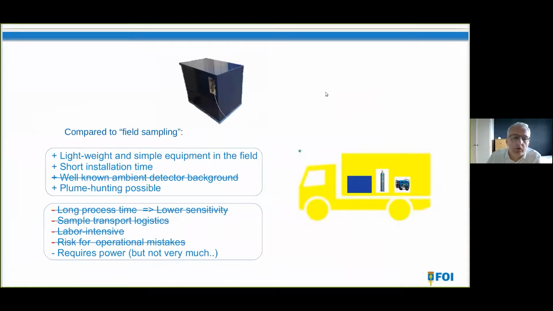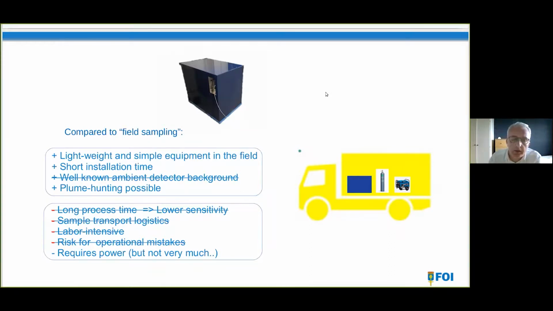So compared to the field sampling, most of the drawbacks you can strike out. The process time is shortened, no sample transport logistics, not as much labor, and less risk for operational mistakes. But it still requires some power, but not very much. It's still lightweight. I would call it lightweight still. You can move around in a truck, and a short installation time. And you can still do the plume hunting. One slight drawback is that you don't know the detector background because that can vary from place to place.